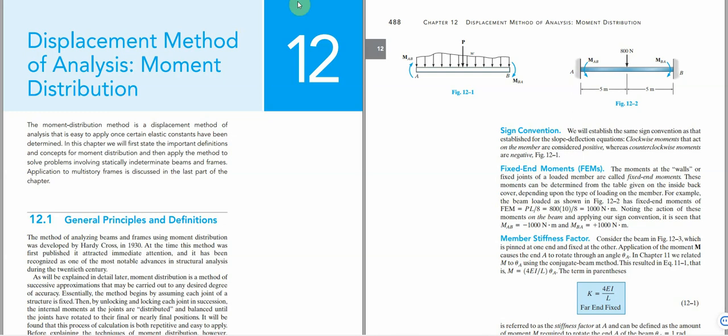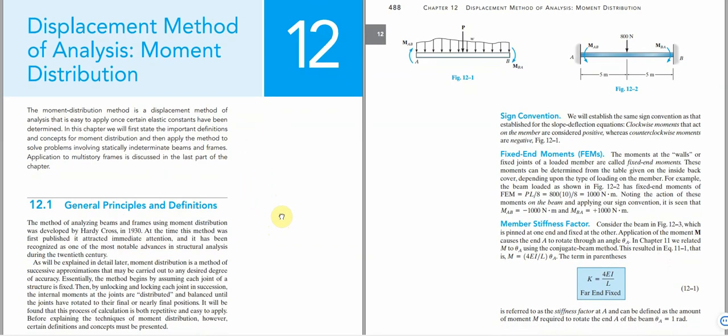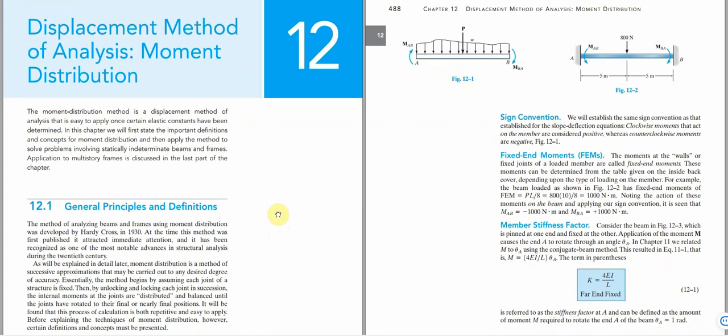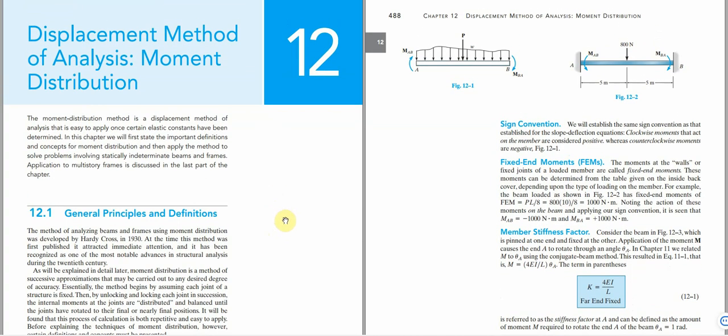Good day, everyone. We'll be looking at a method of analysis, which is the moment distribution method. It was discovered by Hardy Cross in 1930, and it's an analysis method that is very easy to approach once the principle is understood.